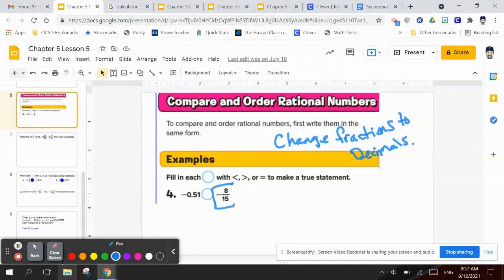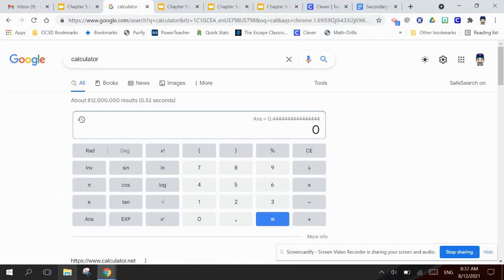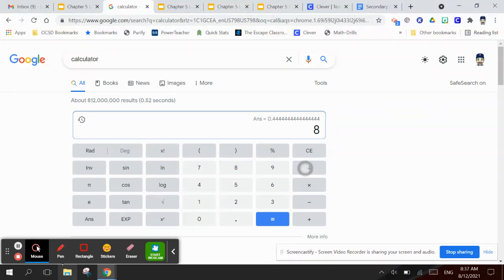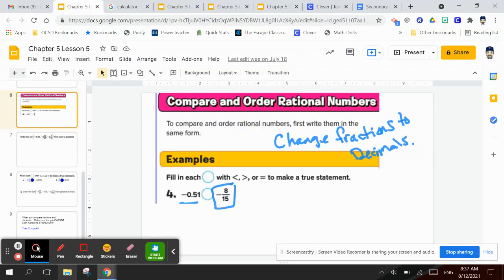So we taught the last lesson about changing a fraction to a decimal. We're going to do the same thing here. This one's already in decimal form, so I want to change negative 8 fifteenths to a decimal. So I'm going to take 8 divided by 15. So I go to my calculator. 8 divided by 15, and I get 0.53333333. So remember, our 3 is repeating, so it gets the hat. So back here, I get a negative 0.53 with a hat over it.